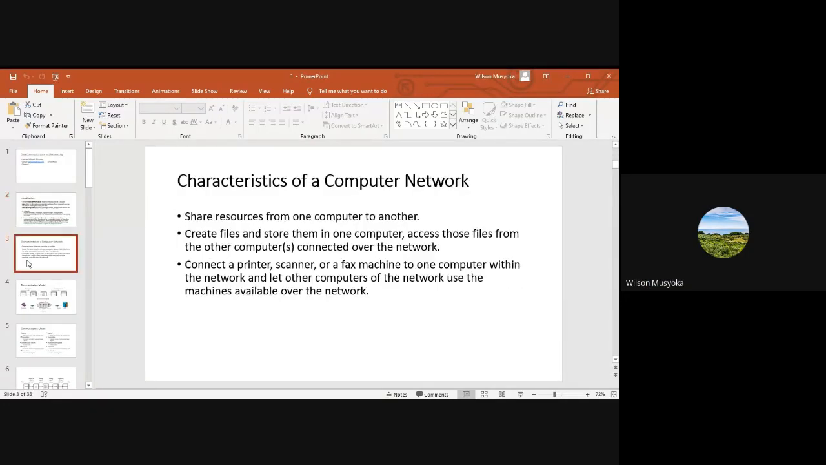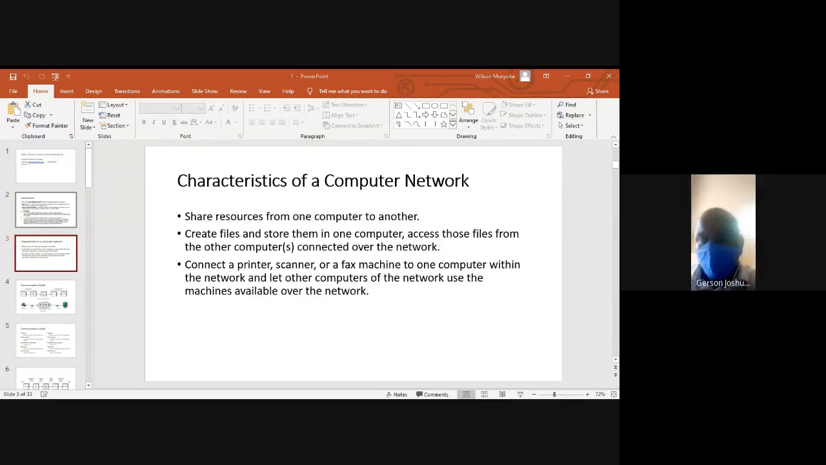Now, when I run the PowerPoint, is it moving? Yeah, it's moving. Okay, then we are together.